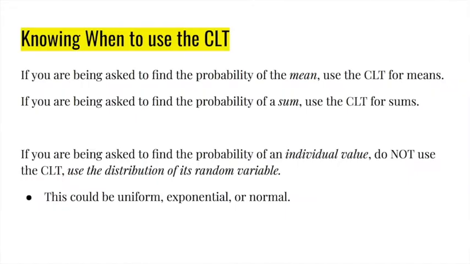So basically, the key is if you're being asked about the probability of a particular mean value, then we use the central limit theorem for means. If we're being asked to find the probability of a particular sum for a sample, then we use the central limit theorem for sums. But if we're being asked to find the probability for individual values, then we don't want to use the central limit theorem at all. We just want to use the distribution that random variable follows. For us, because we're doing continuous distributions and we've only done 3, it'll either be uniform, exponential, or normal.